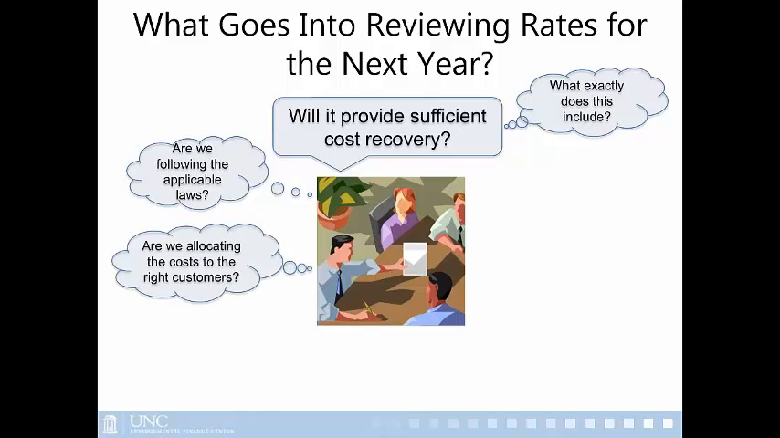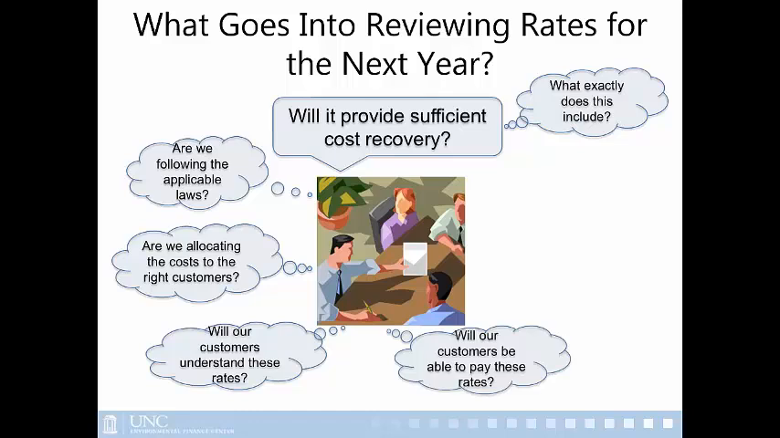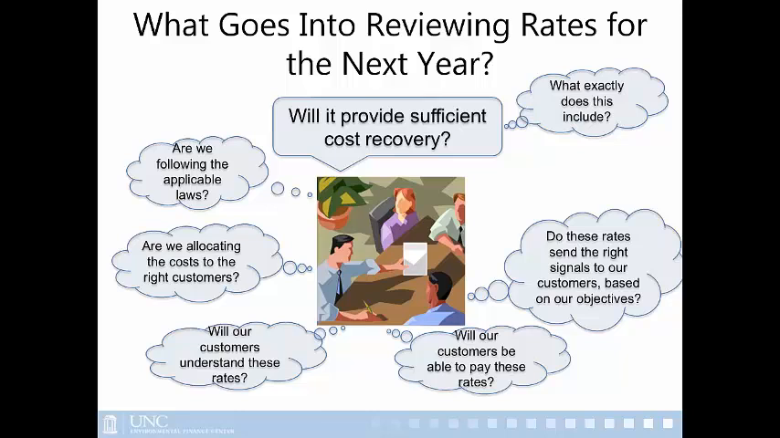Are we following applicable laws? Are we allocating the cost to the right customers, so those who are using more are paying their fair share? Will our customers understand the rates? So how simple is it? Will our customers be able to pay for these rates? Affordability issues. Do the rates send the right signals to customers based on our objectives, which is going to be the focus of today's talk? Will the revenues be resilient to changing water demand? So a lot of things that you have to balance as you're setting rates.